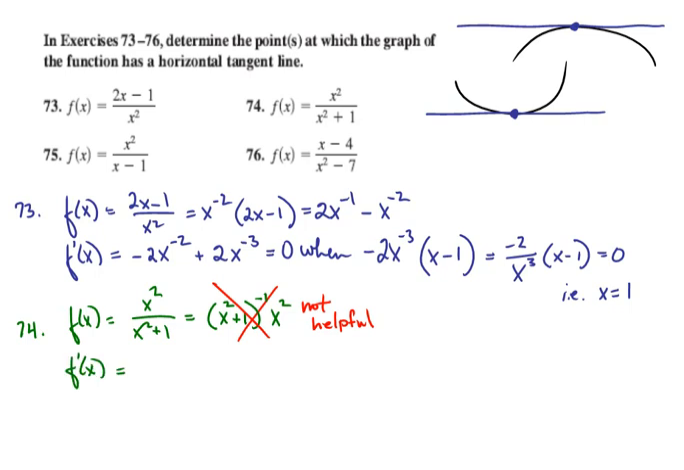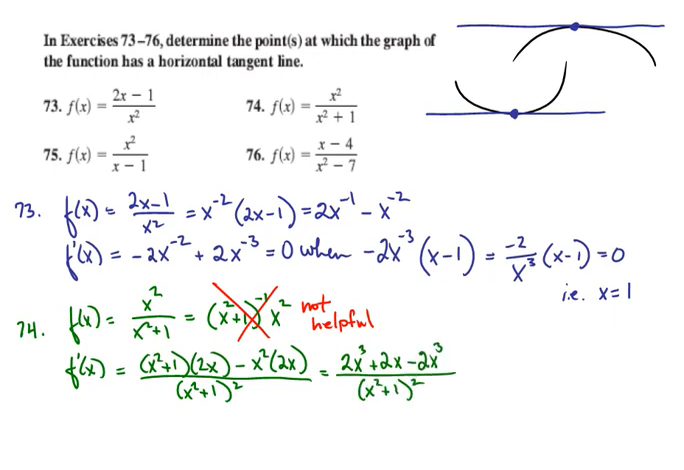So f prime of x is low, the denominator, times d high, the derivative of the numerator, minus high, the numerator, d low, the derivative of the denominator, all divided by the denominator squared, which is x squared plus 1 quantity squared. Now we do need to simplify the numerator. We get 2x cubed plus 2x minus 2x cubed over x squared plus 1 quantity squared. Now when we simplify, the 2x cubes become a 0 pair, and in the end we're left with 2x over x squared plus 1 quantity squared.